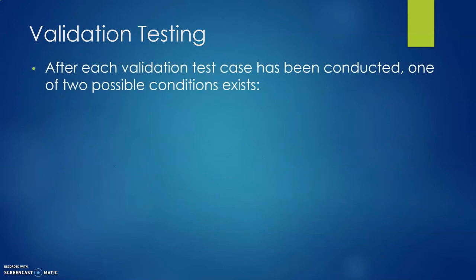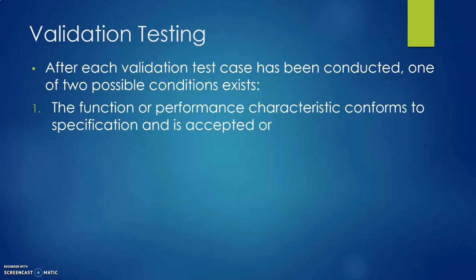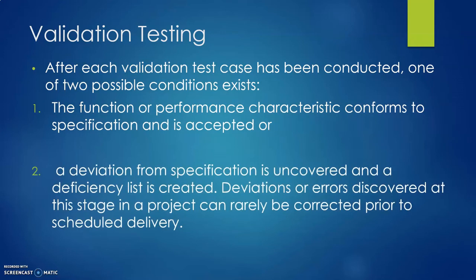Now, after each validation test case has been conducted, one of two possible conditions exist. That is, a function or performance characteristic conforms to specification and is accepted, or a deviation from specification is uncovered and a deficiency list is created. What is deficient there is being corrected prior to scheduled delivery.